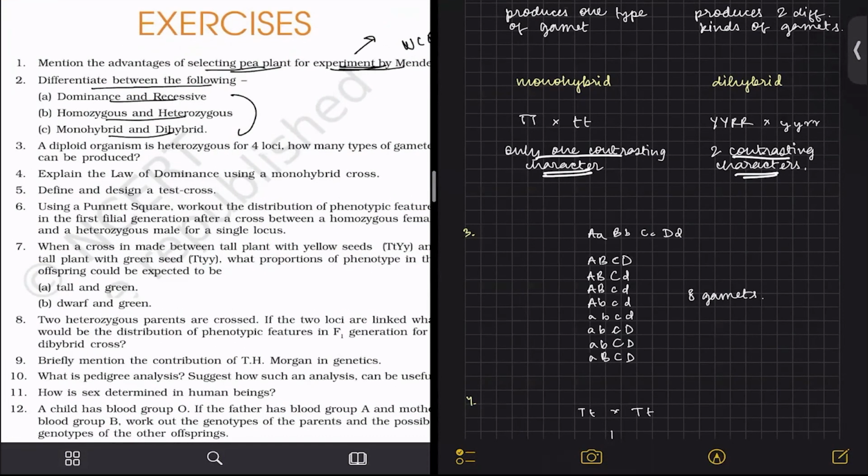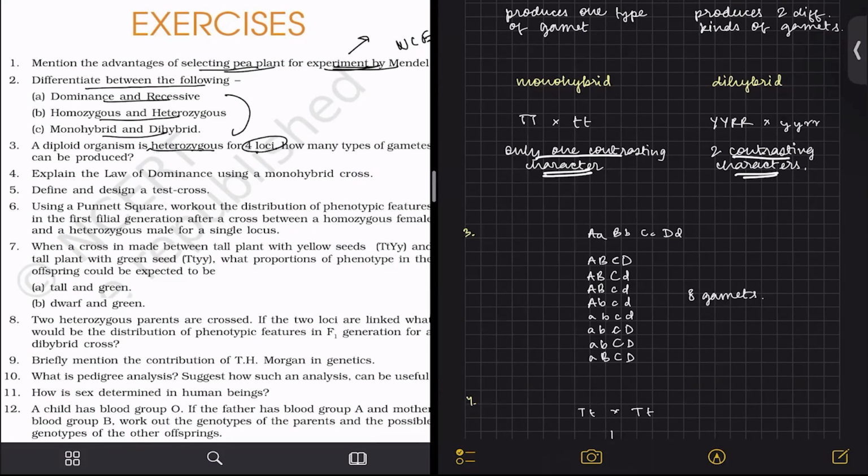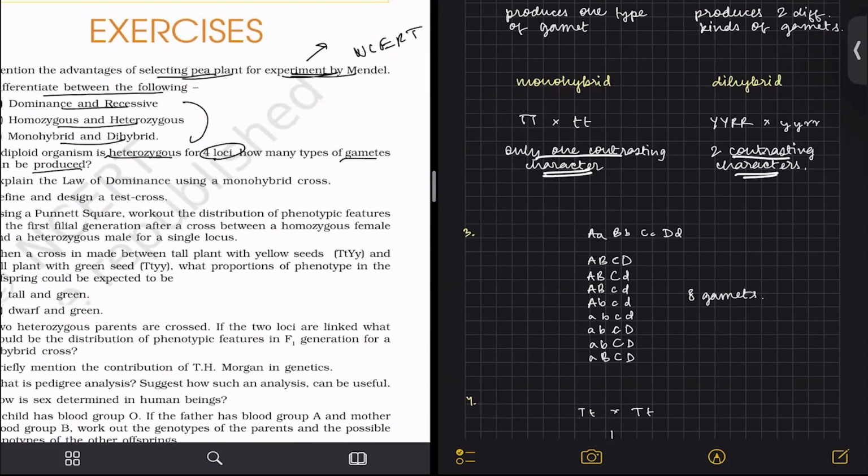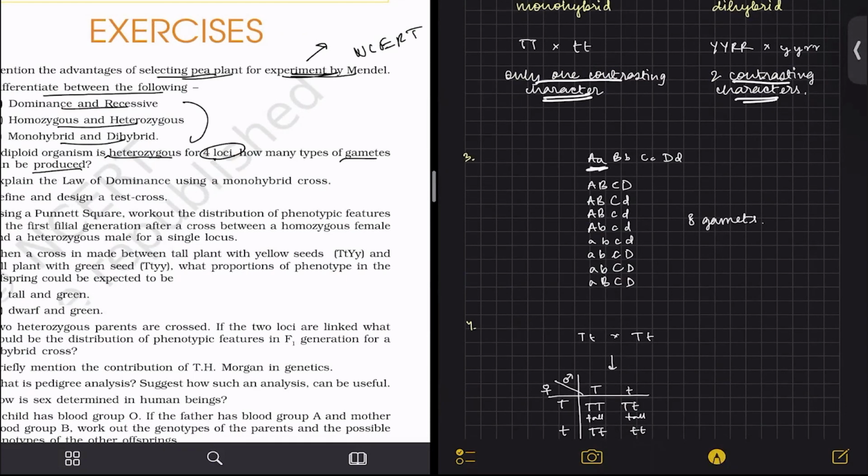And a diploid organism is heterozygous for 4 loci. So how many types of gametes will be produced? So this is the example: a diploid organism heterozygous for 4 loci. This is just permutation and combination. You can just write all the possibilities.